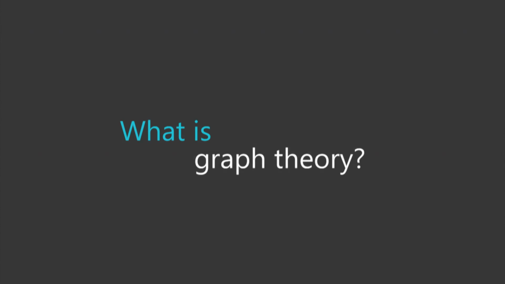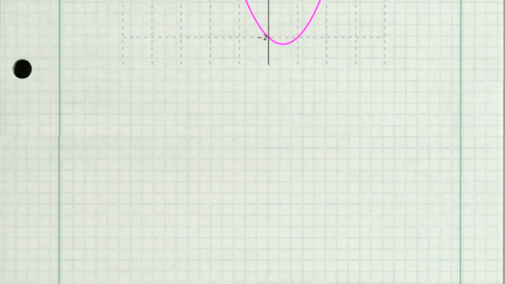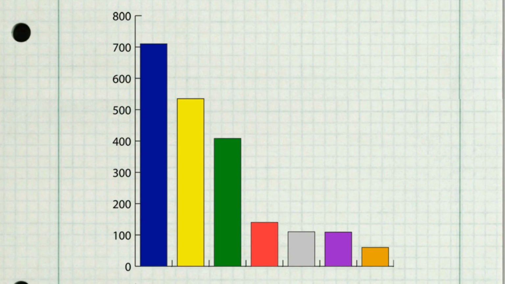When you hear the word graph, you might think of this, or even this. Most people associate the word graph with the graphical representation of a data set or a function. But there's also something called graph theory, where a graph is a mathematical model of a network.